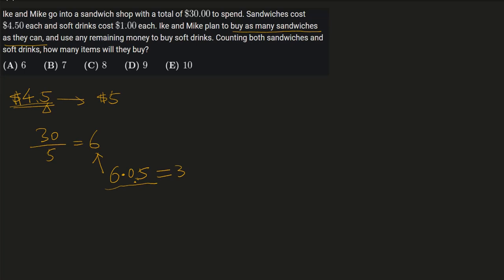And how many soft drinks can you buy? Then that's 3, right? For $1 each. Therefore, you have a total of 6 sandwiches and 3 soft drinks. So the total number of items they can get is 6 plus 3 equals 9. Therefore, the answer is D.